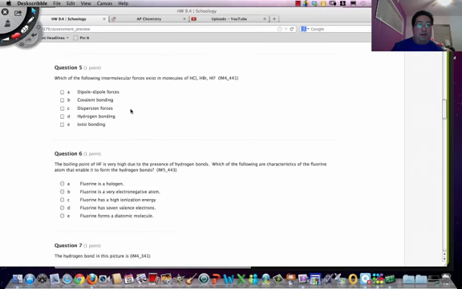For number 5, you're looking at intermolecular forces. Let me increase this a little bit, make it a little thicker. The 3 intermolecular forces we have here are London dispersion, dipole, and H bonding.